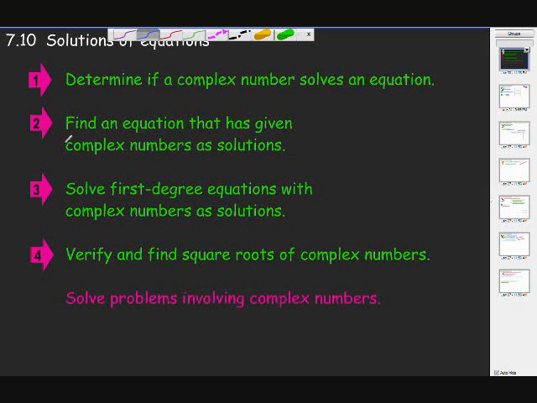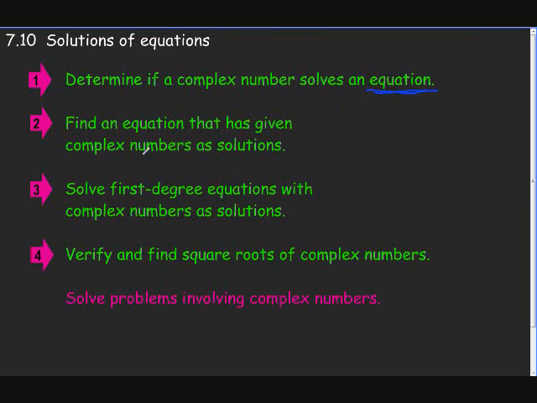Okay. Determine if a complex number solves an equation. Find an equation that has certain numbers, complex numbers, as solutions. So in this one, we'll actually be going backwards. Usually we have the equation, and we have to figure out what the solutions are. In this case, we'll have the solutions, and from that we'll figure out what the equation is. Solve first-degree equations with complex numbers as solutions.